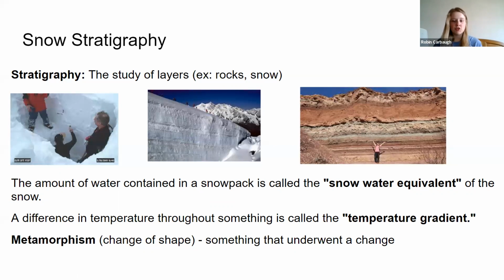A difference in temperature throughout something is called a temperature gradient, so a change in temperature. We're going to be looking at that a lot in this lab. So maybe we could put thermometers throughout a pile of snow and see, is it the same throughout or is it changing? That would be a temperature gradient. And then the word metamorphism refers to the change of shape of something that underwent some type of change.